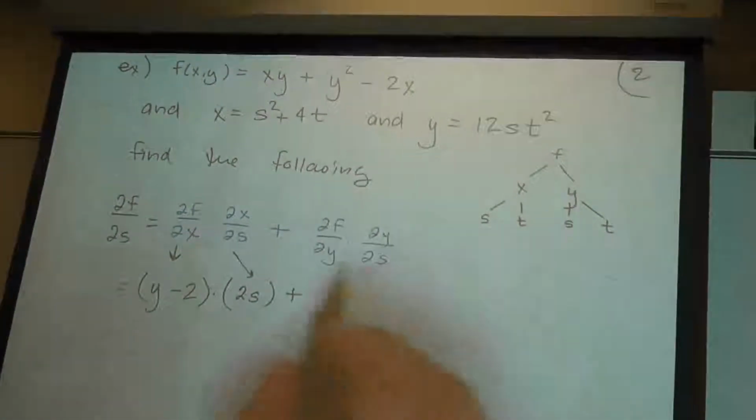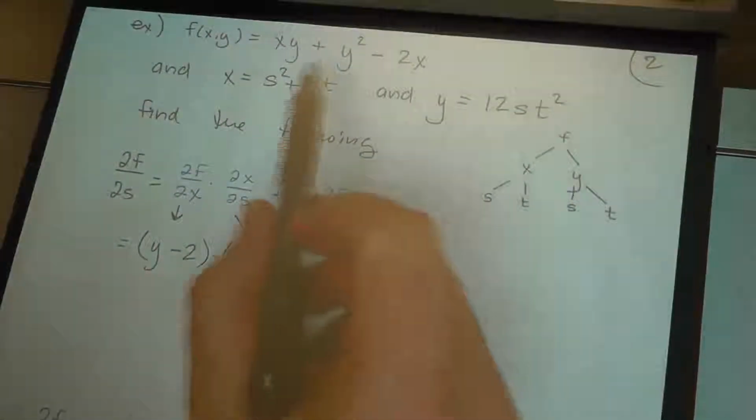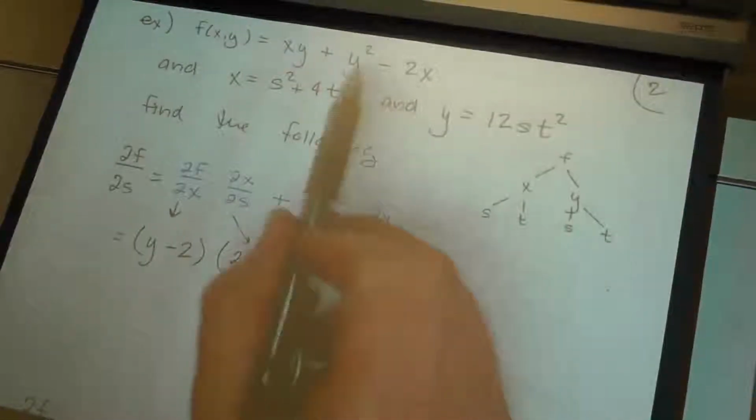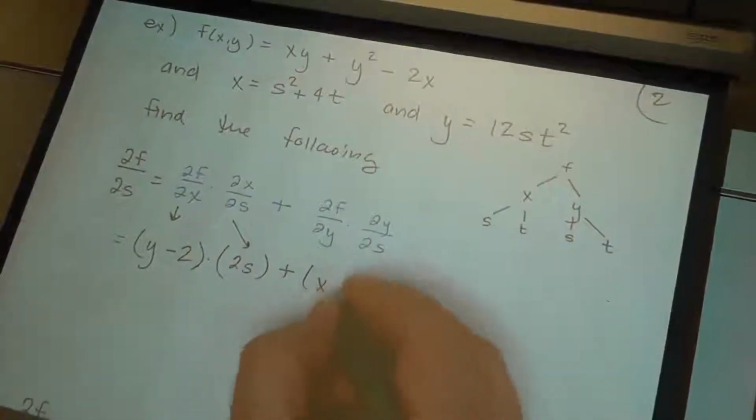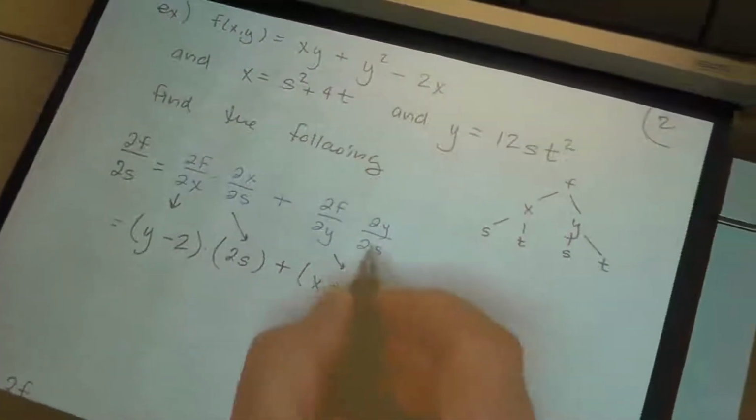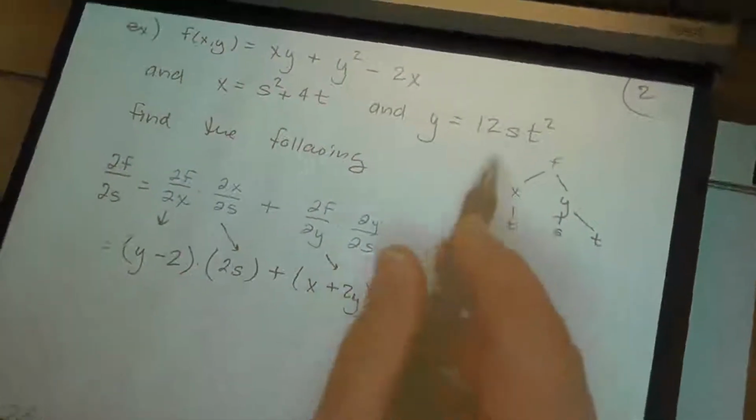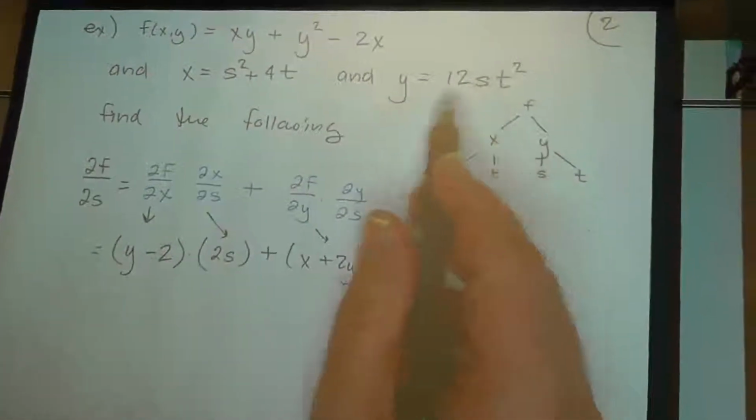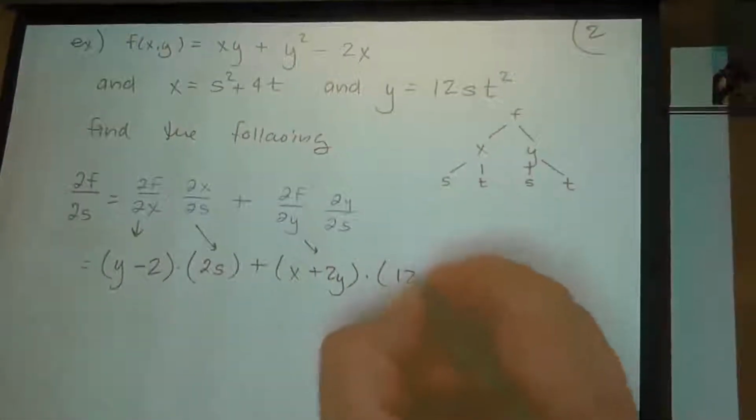And then plus the partial of f with respect to y, so start with a fresh copy of your f. Its partial with respect to y would be x plus 2y times the partial of y with respect to s, which is, that s is linear, so that means it should become 12t squared.